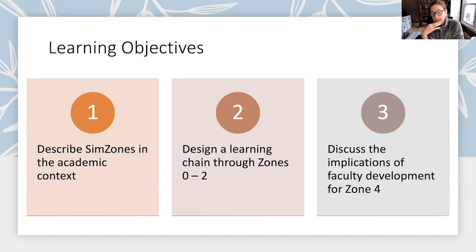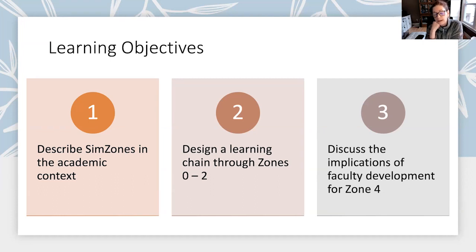You all will design a little learning chain through zone 0 and 2. So that gets you just a start of thinking through how do we know your learners are ready to be in the phase of learning that you're designing. And then I want to talk about some of the implications for faculty development for Zone 4.